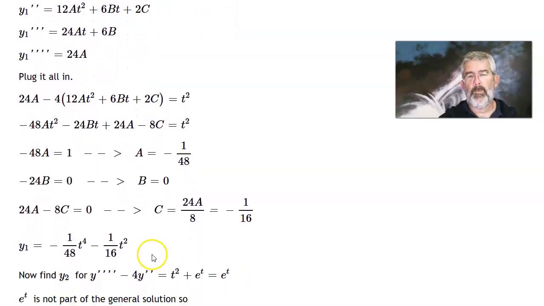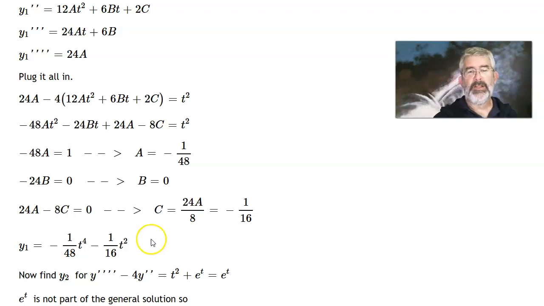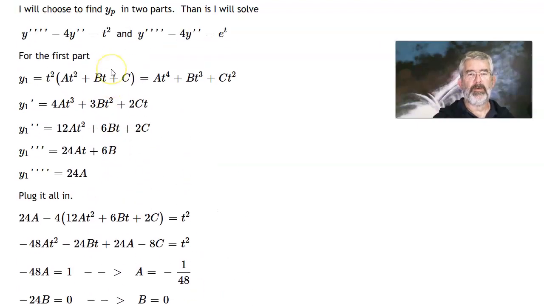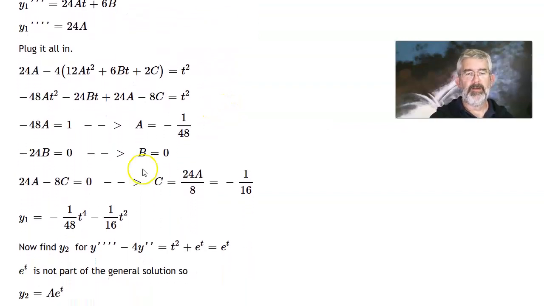So the part of the particular solution that's going to give us the t squared over here is this. Because we said it was, what was it? Where were we? A t to the fourth plus bt cubed plus ct squared. So I've got the a t to the fourth plus 0t cubed minus 1/16 t squared.